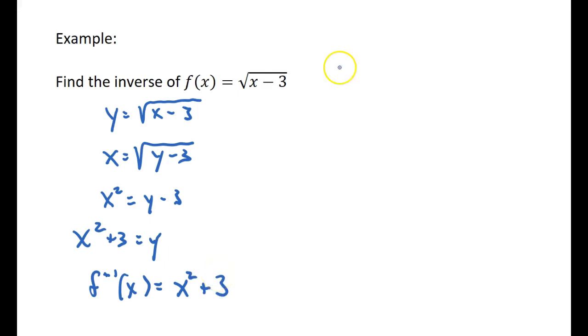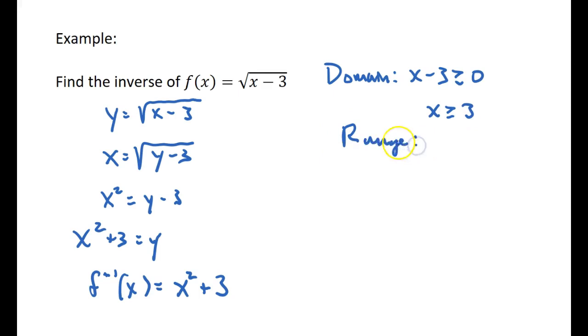Now, here's something really important. What is the domain of our original function? Well, remember we can't take the square root of a negative number, so x minus 3 is greater than or equal to 0, so x is greater than or equal to 3. The range is going to be, well, if I put in the lowest value of x, which is 3, I'm going to get out the square root of 0. So y, or f of x, is going to be greater than or equal to 0. So our range is greater than or equal to 0. Our domain is greater than or equal to 3.